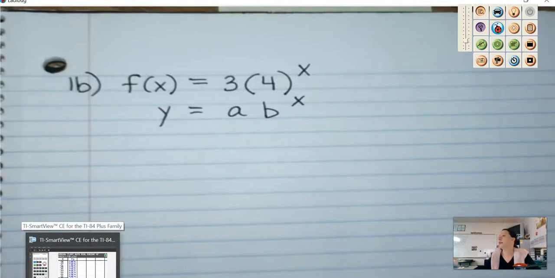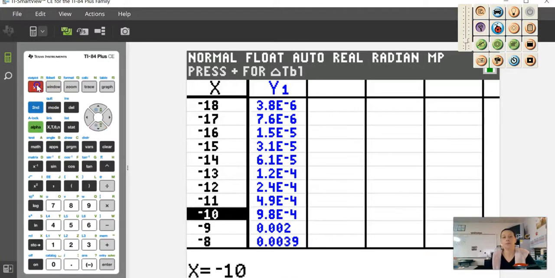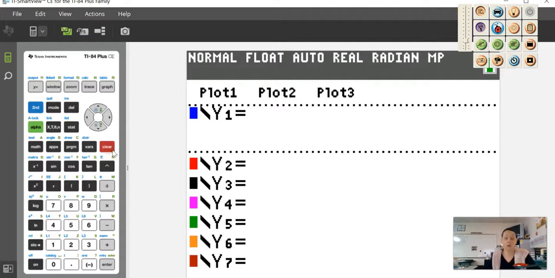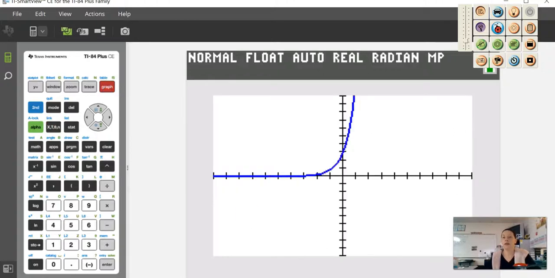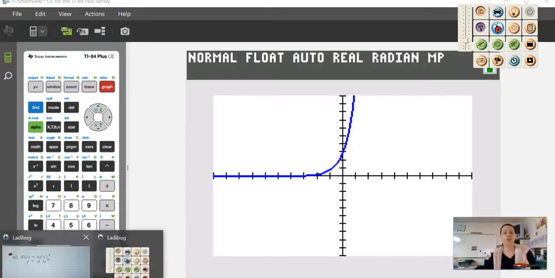So go into Desmos or your graphing calculator. When I'm walking around in a second, everyone's doing this. You're not just sitting here watching me do math. So go into y equals, clear out whatever's there, 3 parentheses 4, the exponent is the x, and I want to see your graph. Okay, so you have your equation, or your graph.